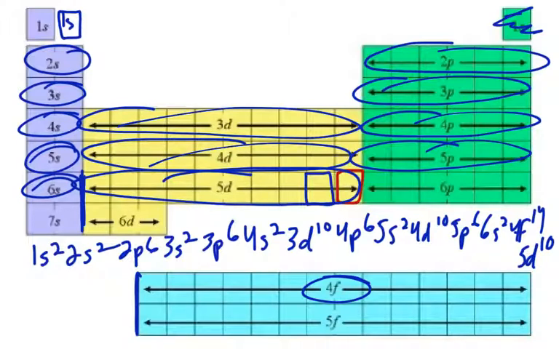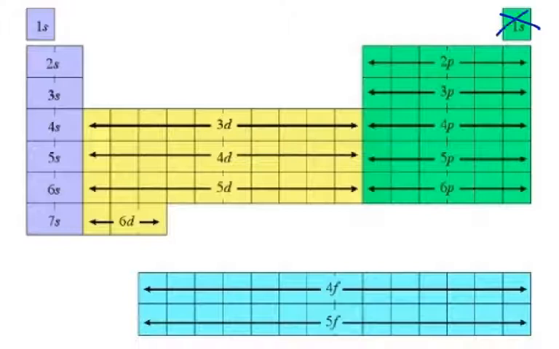Okay, so one shortcut, because that's the long configuration. There is a shortcut where you can write an abbreviated electron configuration. Let's say that we want to write the configuration for this one right there. So that'd be Lawrencium, element number 103. Okay, 103. I'm going to write the electron configuration for this.